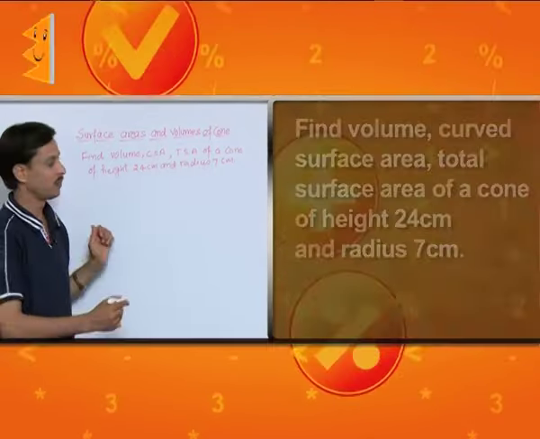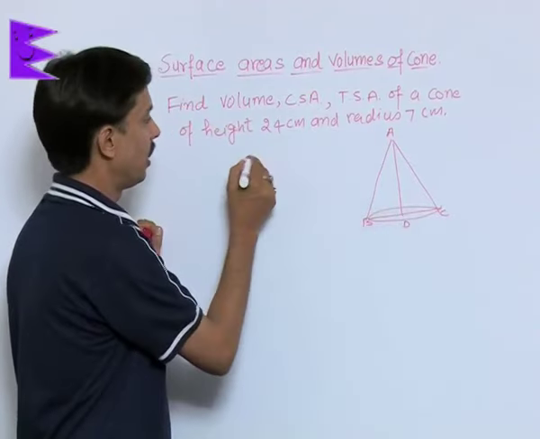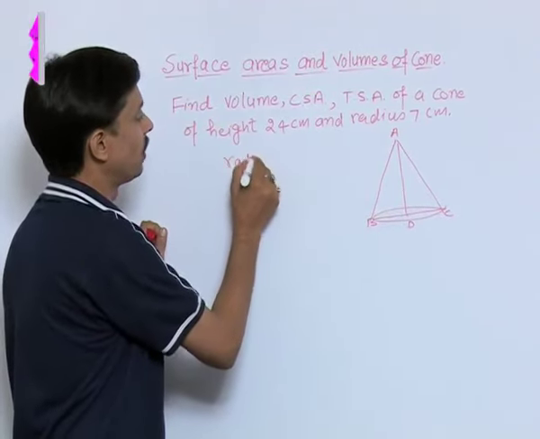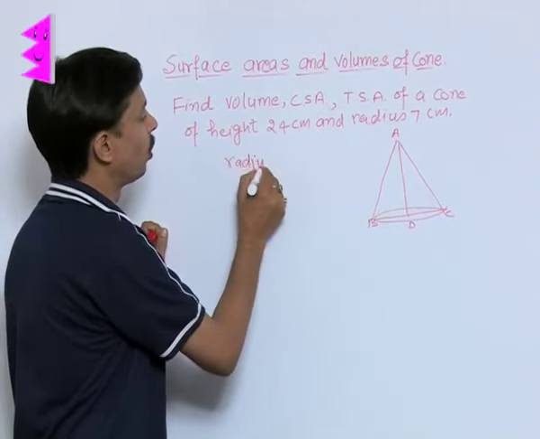If I draw the shape, suppose this is the cone labeled as A, B, C, D. Here the radius of the cone is how much? 7 centimeter. And the height of the cone is 24 centimeter. This is 7 and this part is 24. 24 centimeter and 7 centimeter are the height and radius respectively.